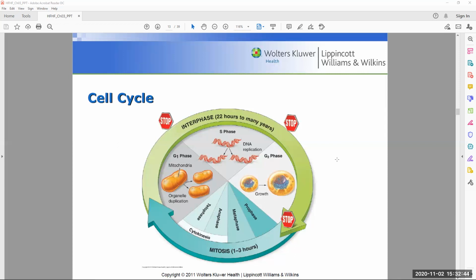And let's see if we could go through this mitotic process and explain what is happening. Principally, mitosis consists of major parts: prophase, metaphase, anaphase, and telophase. There's also the part which takes the longest, as you see here, 22 hours to many years. This is interphase. And during interphase, you have three processes that occur: G1, S, and G2. G1, this is when organelle duplication occurs. S is DNA duplication. And G2, you have growth of the cell, because the cell has to get larger because it has to go through a process of division. Then you have prophase, metaphase, anaphase, and telophase.